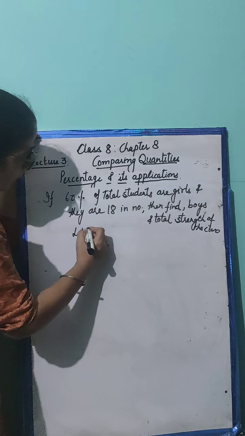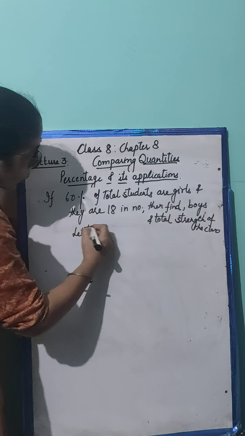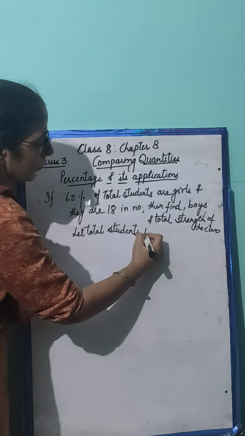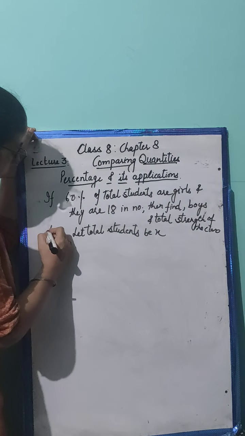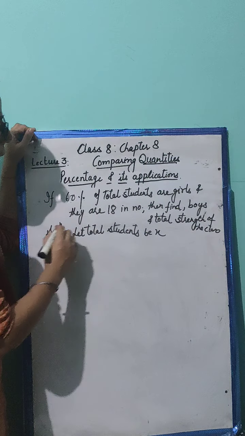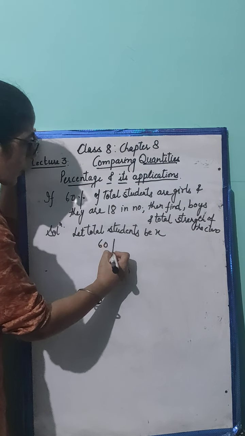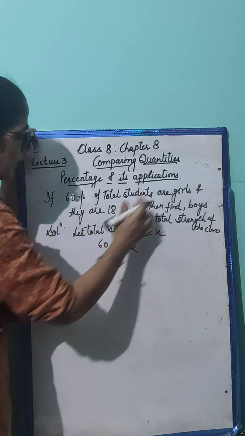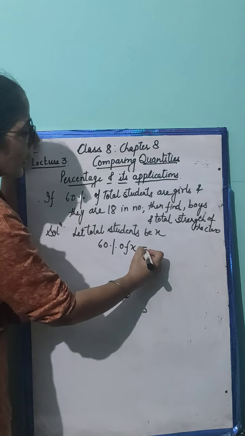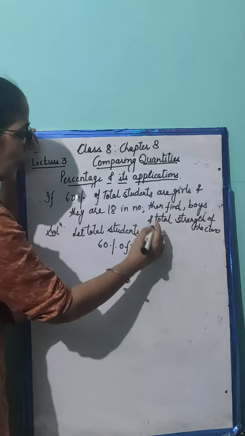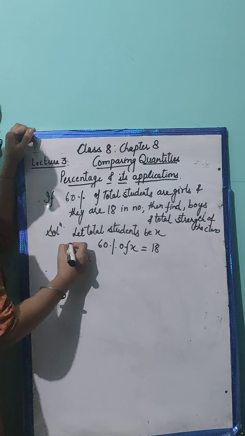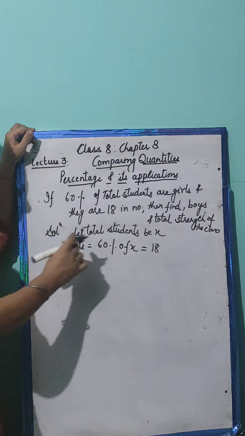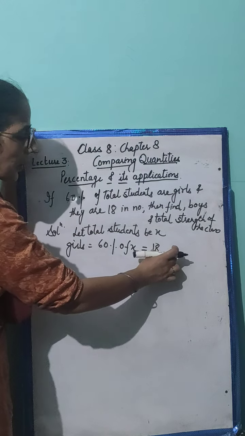Let total students be X. This is the solution I am doing. So 60% of X. What is this? 60% of the students are girls. 60% of X is the number of girls, which is given to be 18. This is the number of girls.